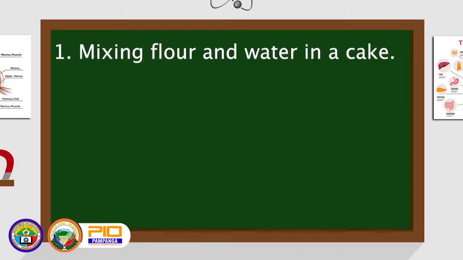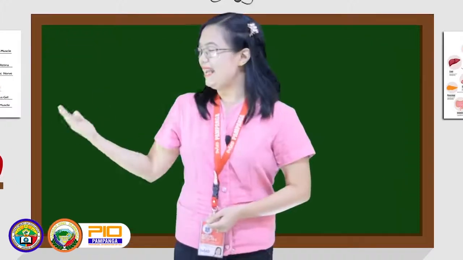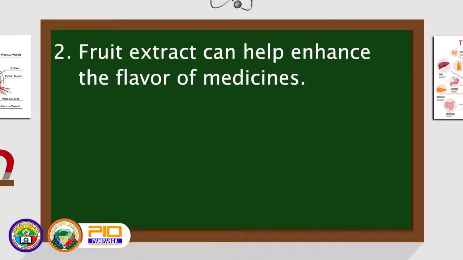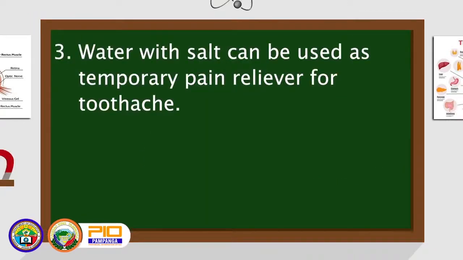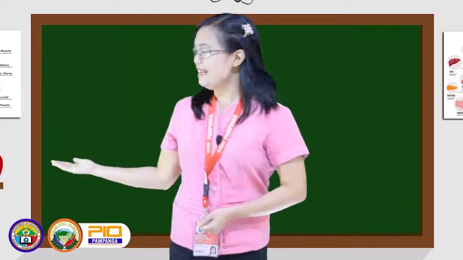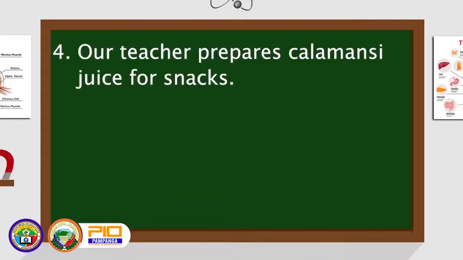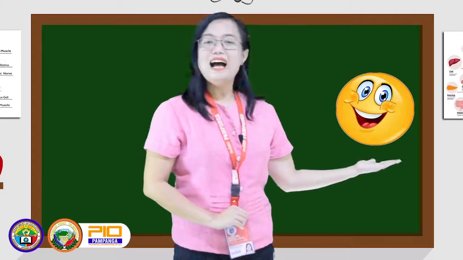For item number 1, mixing flour and water in a cake. The answer, a happy face. For item number 2, fruit extract can help enhance the flavor of medicines. The answer is a happy face. For item number 3, water with salt can be used as temporary pain reliever for toothache. The answer is a happy face. For item number 4, our teacher prepares calamansi juice for snacks. The answer is a happy face.